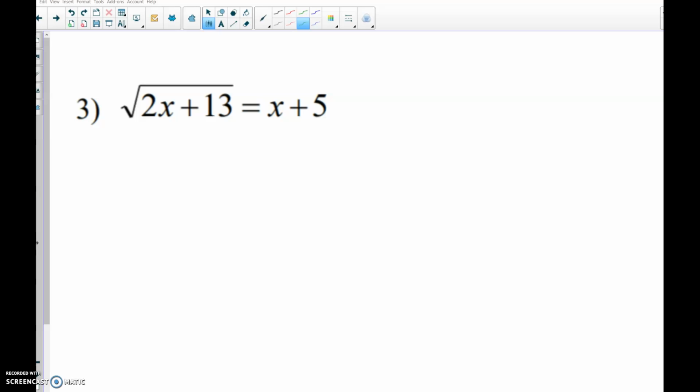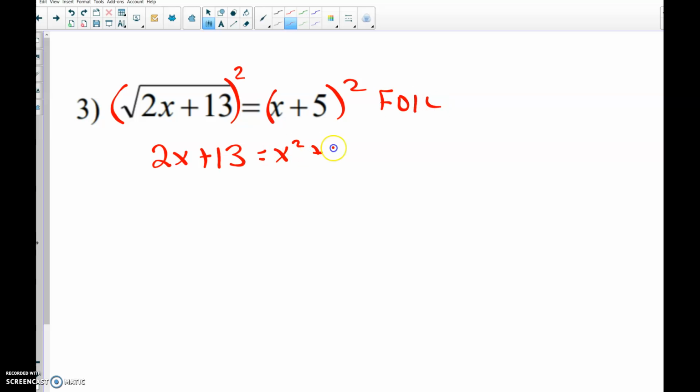All right, last example here. The square root of 2x plus 13 equals x plus 5. The square root is isolated. So when we square both sides, what do we have to do here on the right-hand side that we haven't had to before? We have to FOIL. Perfect square trinomial. Now we have an x squared term. We have to move everything to one side and set equal to 0.